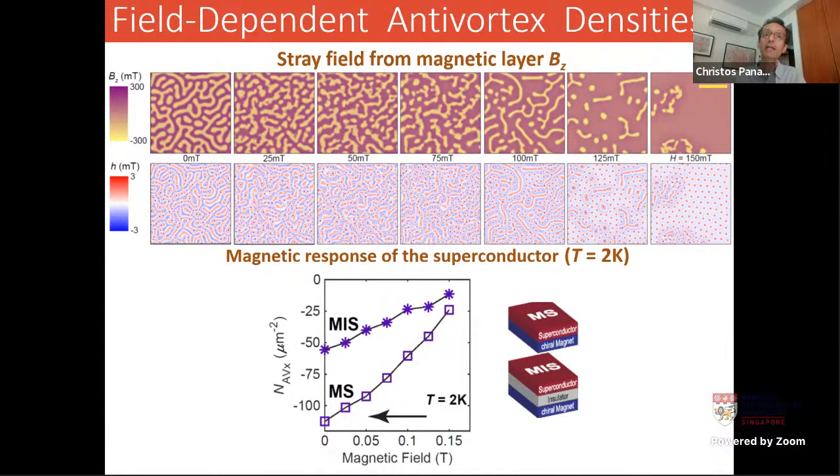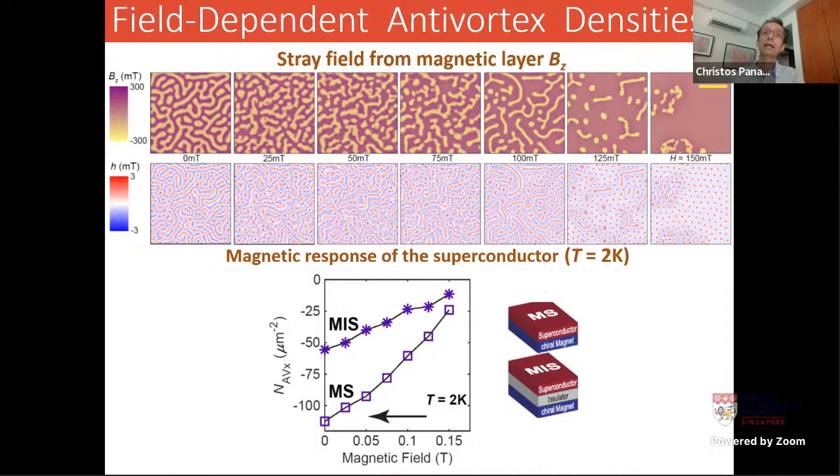Also, you can see that the anti-vortex density, shown here, is higher when the magnetic and superconducting layers are closer to each other, that is, without a spacer in between. And this is expected since the stray field in these MS bilayers, without the insulator in between, is much higher.